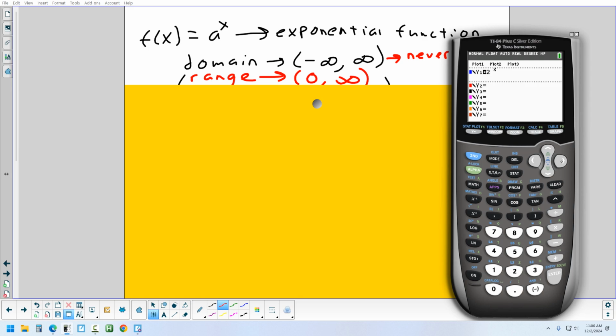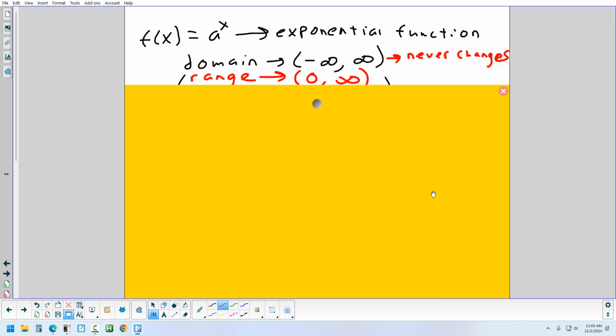Now, I told you the domain never changes. But what if I do this? What does it look like the range is now? It's 1 to infinity, because what I did is I shifted it up 1 unit. So this can change, depending on if you've shifted up or down.